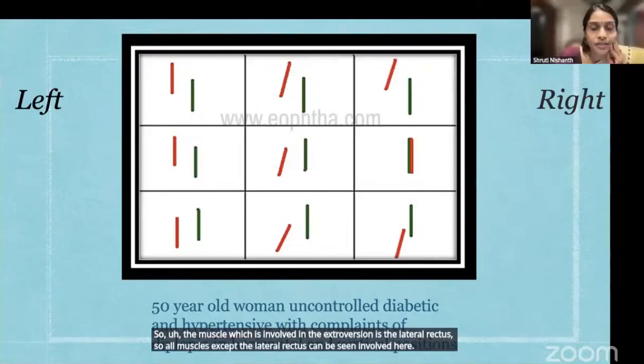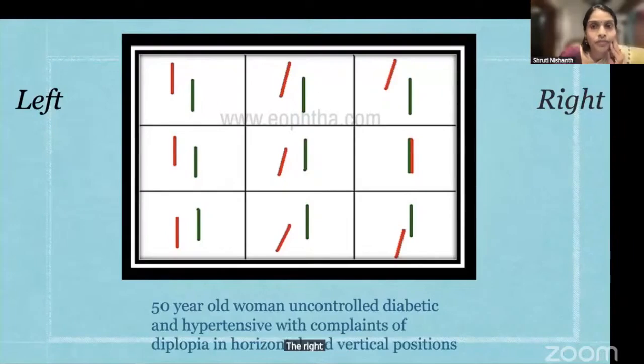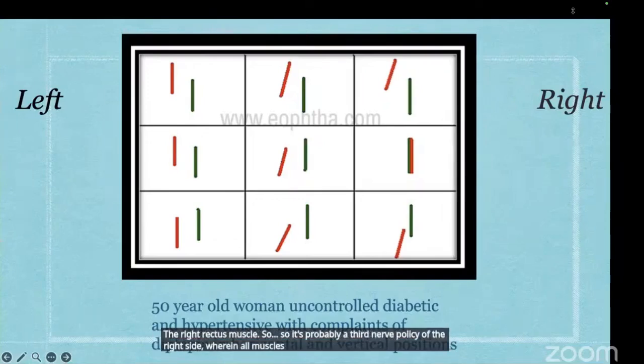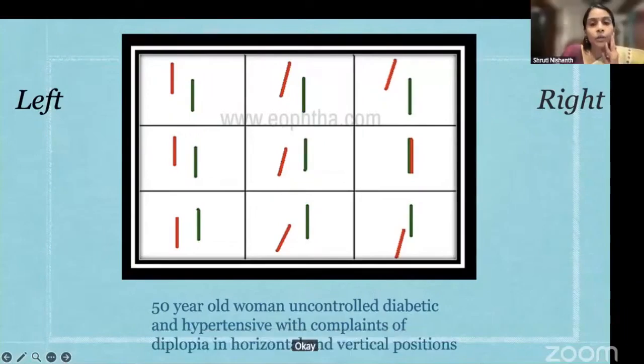Which lateral rectus? The right lateral rectus, ma'am. Yeah. So it's probably third nerve palsy of the right side, wherein all muscles except the lateral rectus have been involved. Okay.